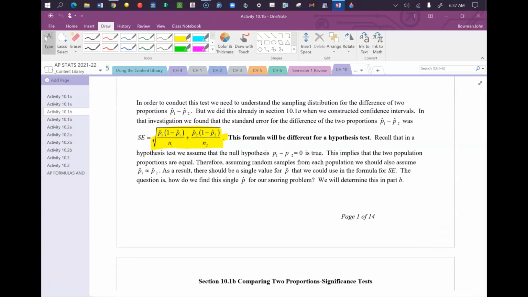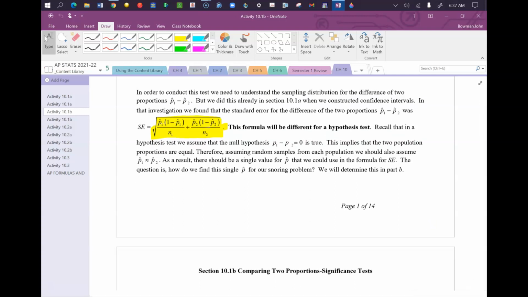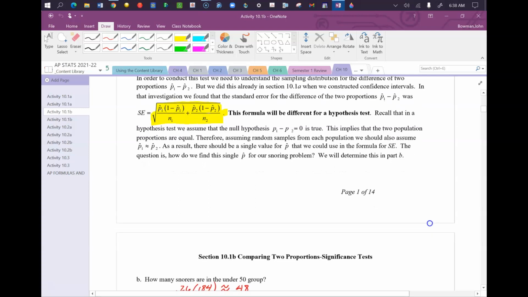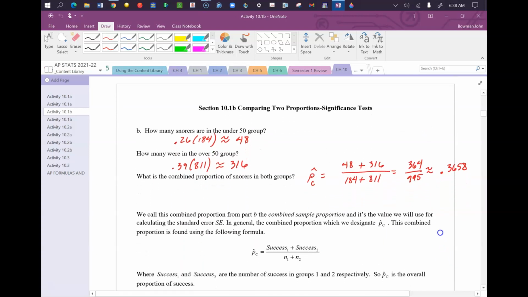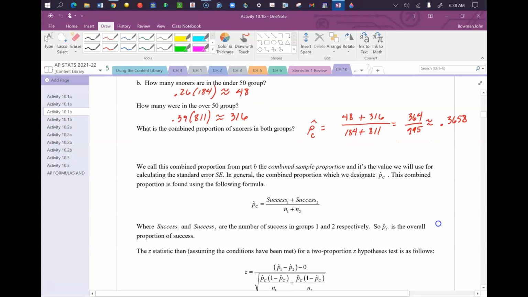So as I mentioned a moment ago, we are going to calculate the standard error a little bit differently for a hypothesis test for the difference of two proportions than the formula we used for the confidence interval for the difference of two proportions. And what we're going to do is we're going to use this p-hat combined in place of p1 hat and p2 hat.